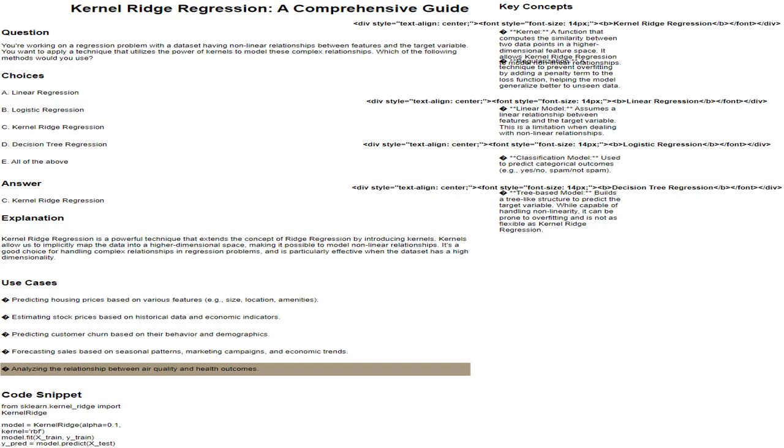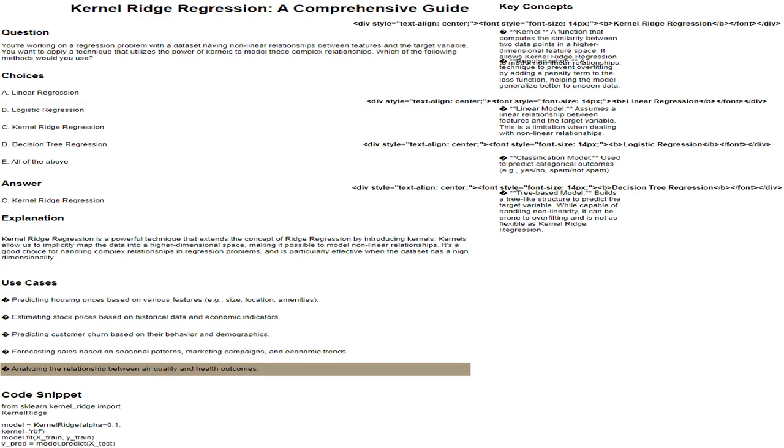The RBF kernel will map the data into a higher dimensional space where a nonlinear relationship can be captured. Kernel-ridge regression will find a function that best fits the data in this transformed space, allowing us to predict prices for houses with different sizes. The regularization parameter in kernel-ridge regression helps to prevent overfitting, ensuring that the model generalizes well to unseen data.